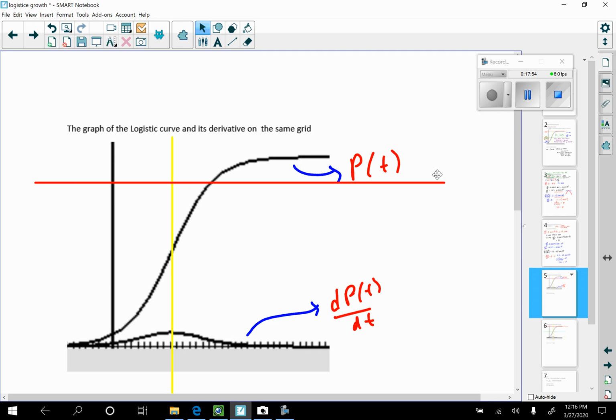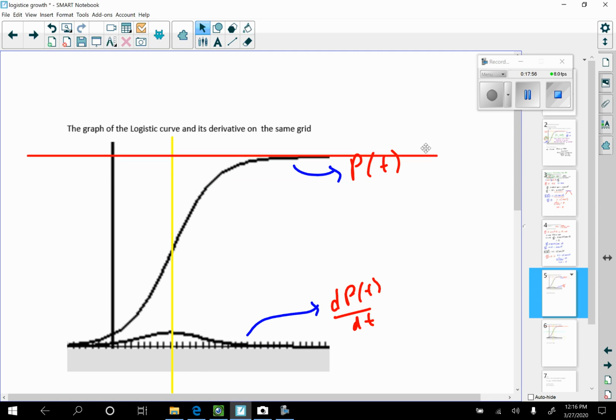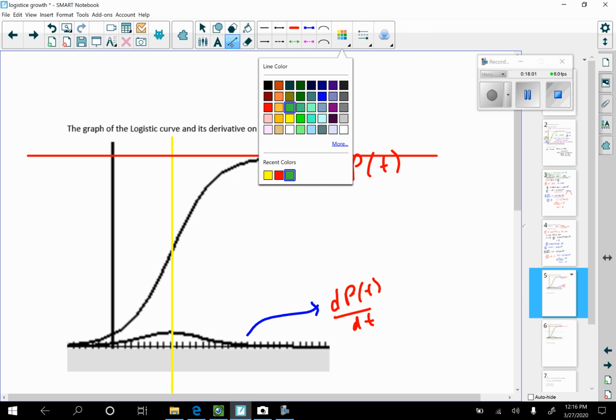Pull that guy out. Whoa, you're grabbing the wrong thing, big dog. And let's go in green just to keep everything constant here.